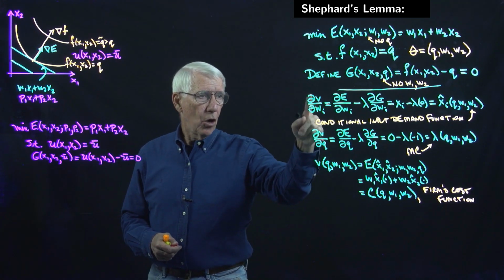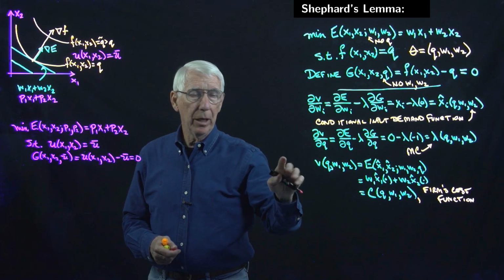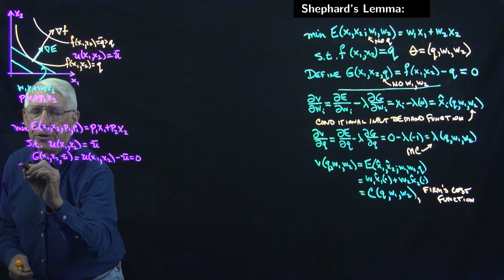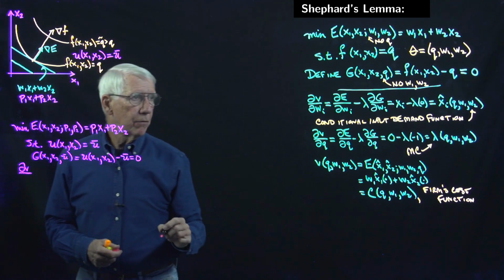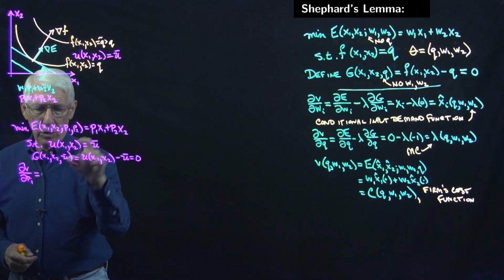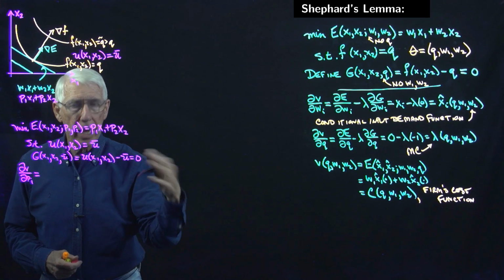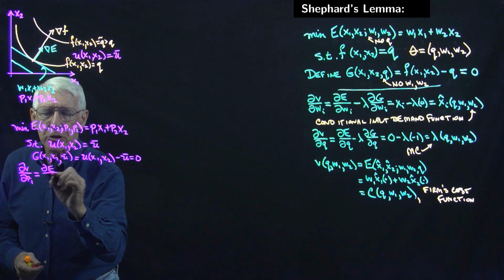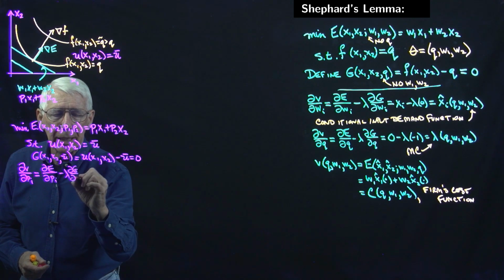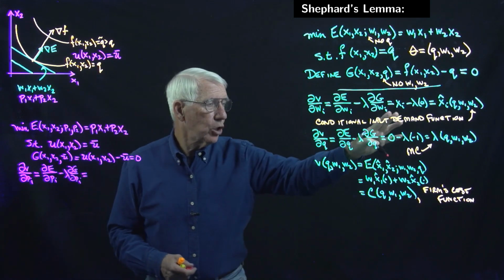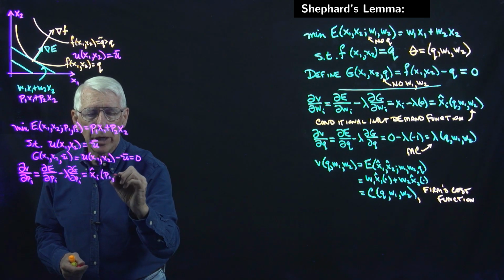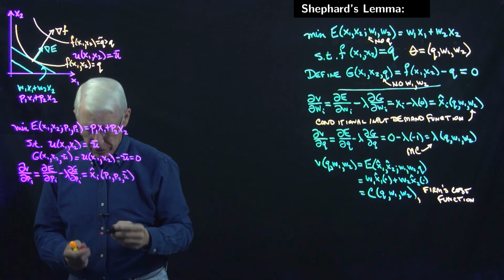The parallel with the results that we get from Shephard's lemma, the application of Shephard's lemma to demand theory, is that the derivative of the value function for the consumer with respect to one of the prices, using the envelope theorem, is the partial of E with respect to Pi minus lambda times the partial of G with respect to Pi. And just like over here, that's going to be Xi hat as a function of P1, P2, and the target utility level.